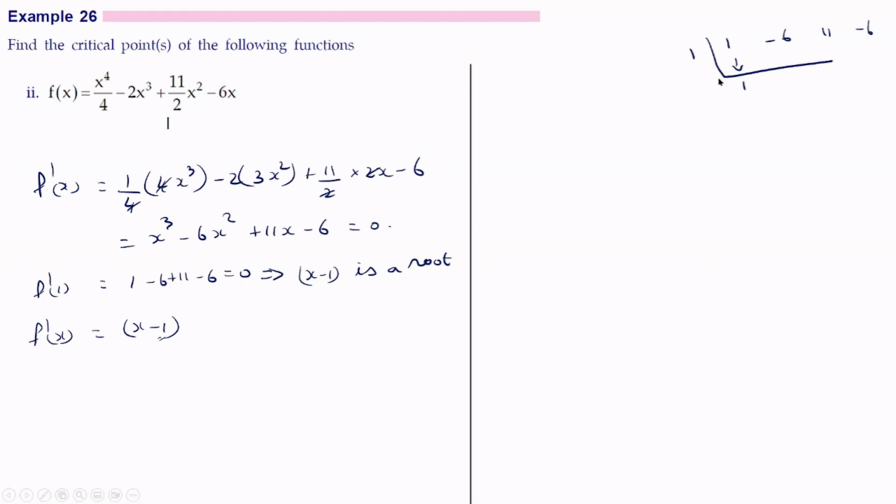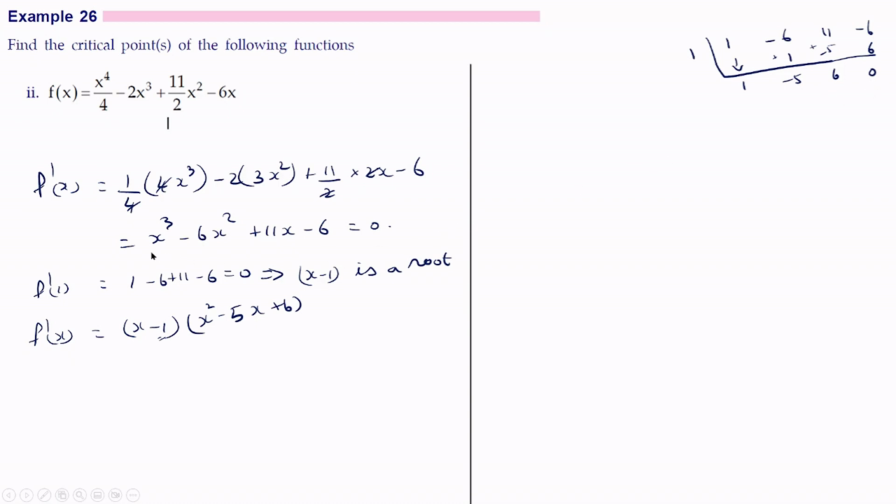This 1 into 1 is 1. We have to add these two, minus 6 plus 1, minus 5. Next 1 into minus 5, minus 5. Here again we have to add these two. 11 minus 5 is 6. Then 1 into 6 is 6. So here minus 6 plus 6, 0. So this is the coefficient of x square, this is the coefficient of x, and this is the constant, into x square minus 5x plus 6. Here this is the remainder.